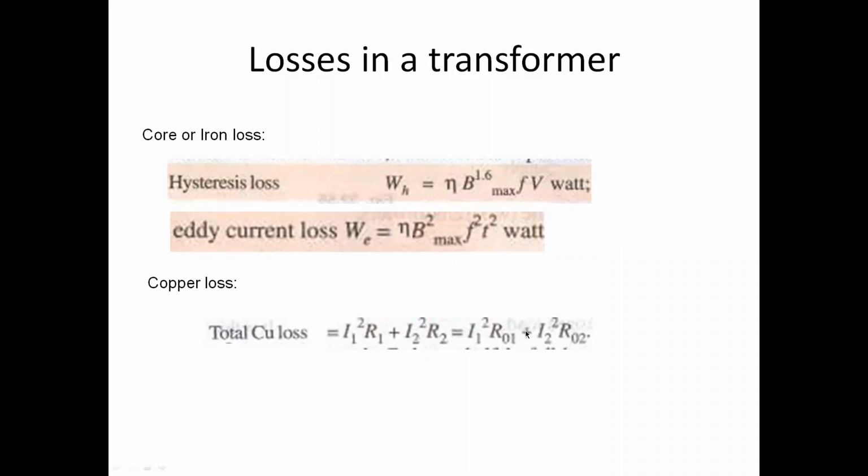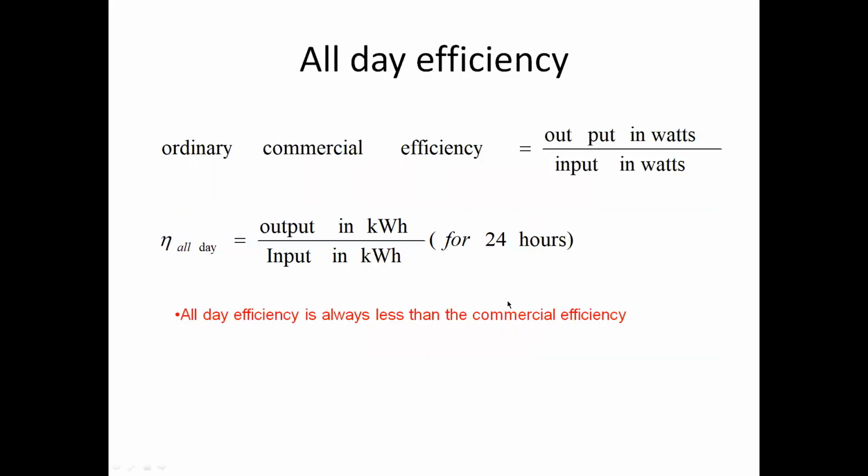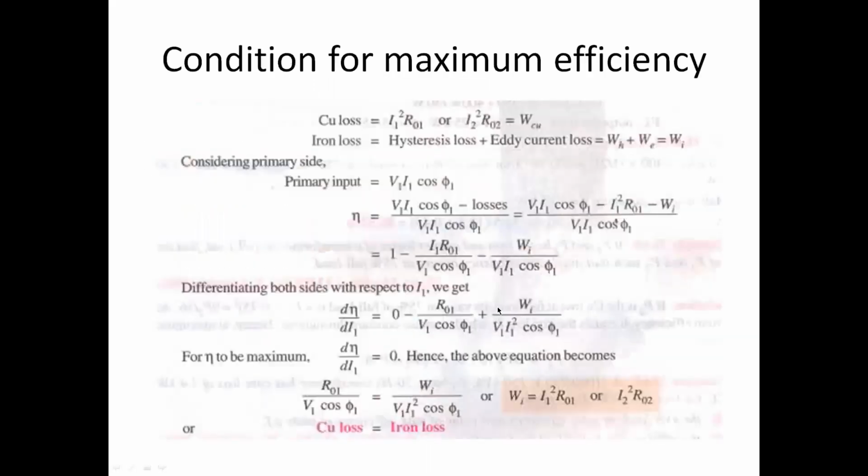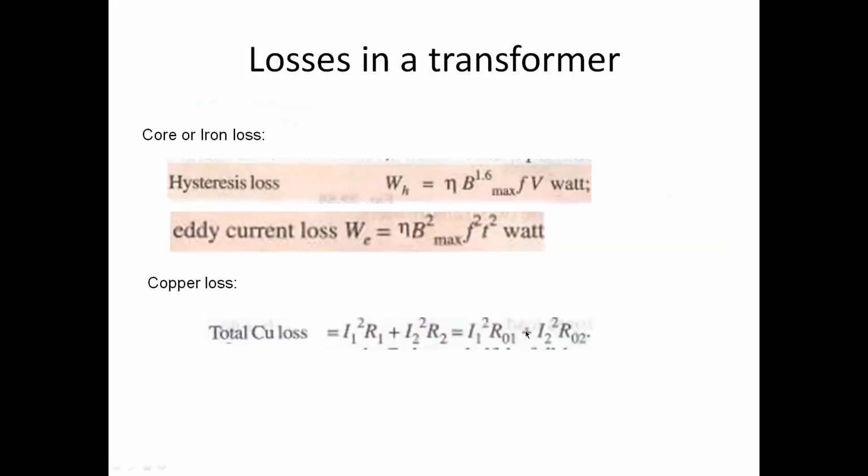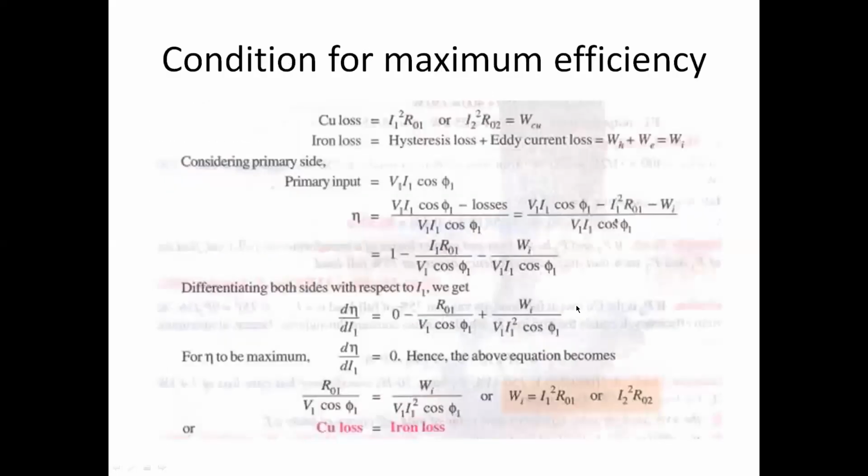Here, this is actually the equivalent resistance, as referred to primary, and this is as referred to secondary. Now the condition for maximum efficiency, like they ask the condition for maximum torque. In a transformer I think the condition for maximum efficiency is also asked.